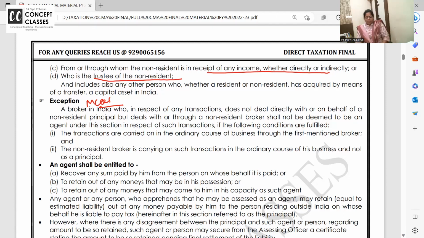No. When a broker in India, in respect of a transaction, does not deal directly with or on behalf of the non-resident but deals through a non-resident broker, he shall not be deemed to be an agent under this section if the transactions are carried out in the ordinary course of business and the non-resident broker is carrying on the transactions in the ordinary course and not as a principal. Routine में आप तो कर रहे हैं.